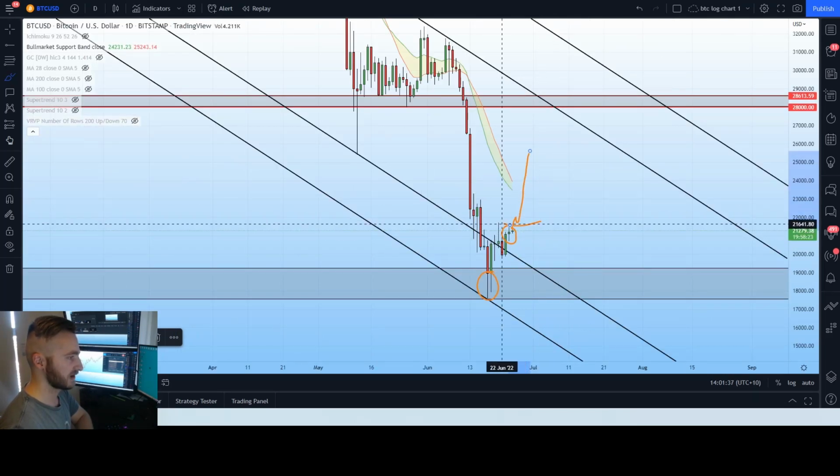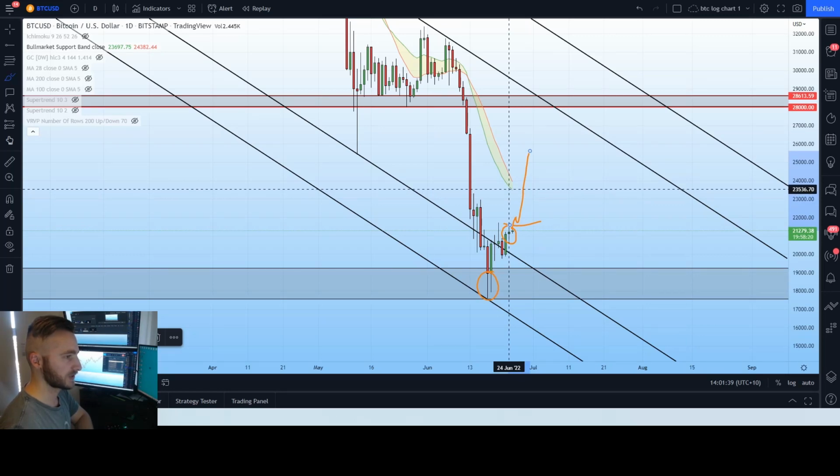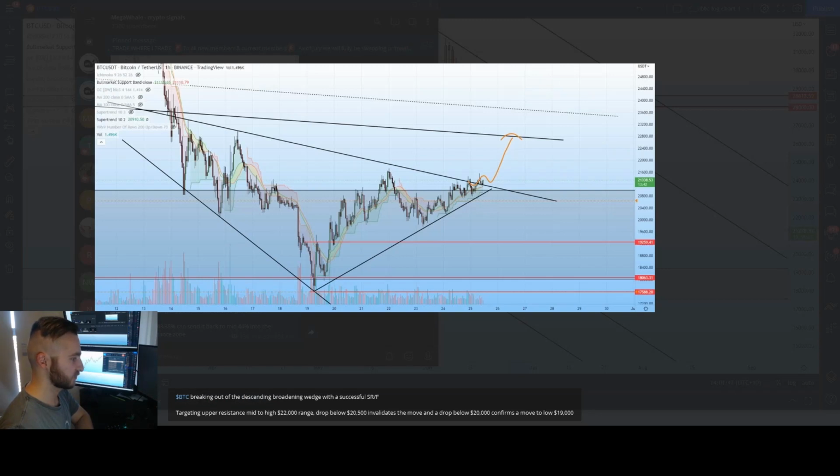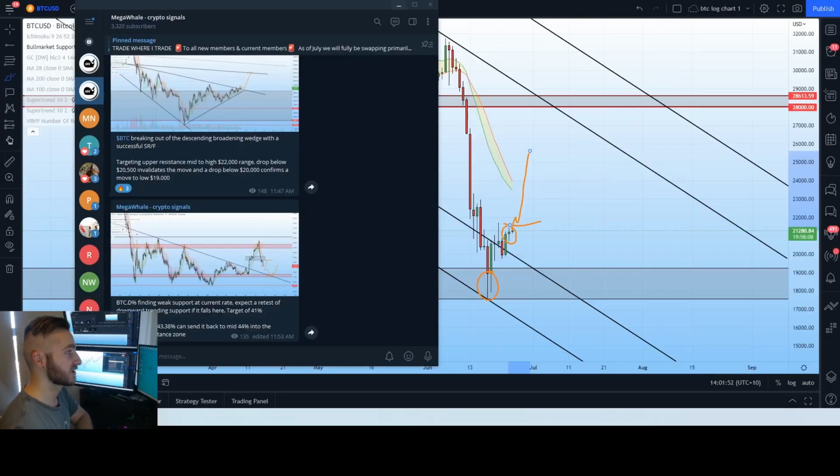So that 12 hours over here, 1 day over here, that will give us 23,500. Let's take a look at what I said over here. And this said we will come up to mid 22,000. So that'll be 22,500 over here. So it lines up with our resistance zones on our analysis in our Telegram channel.